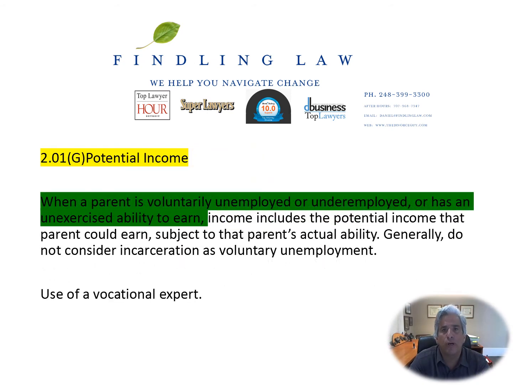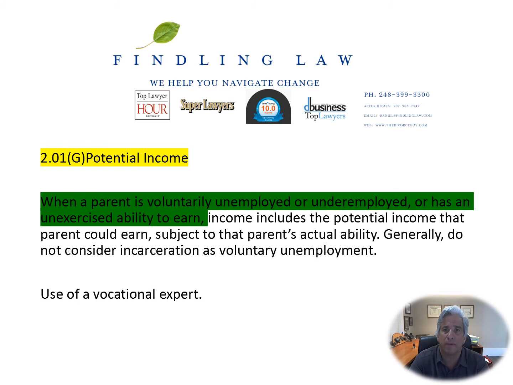Section 2.01G of the Michigan Child Support Formula Manual deals with potential income. Let me explain what that is. There's basically two types of situations where we consider potential income. The first is when there's an unexercised ability to earn income, and the second is when there's an underexercised ability to earn income. The Michigan Court of Appeals has held in many cases that in both circumstances it may be appropriate to impute potential income.